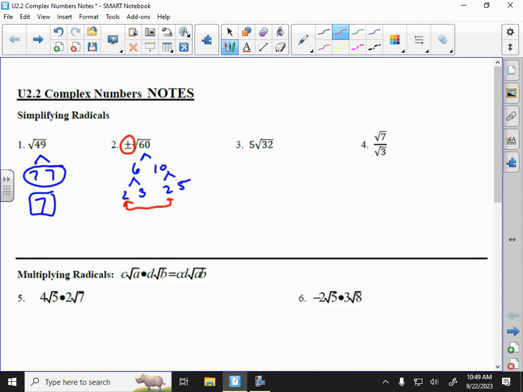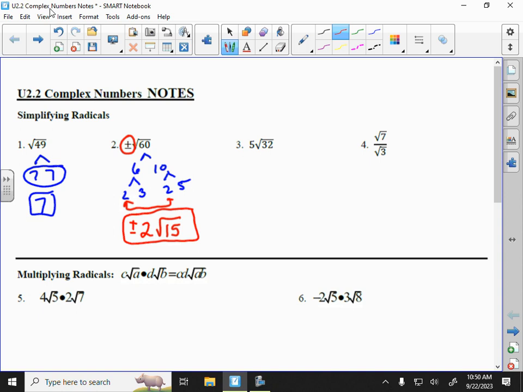Okay, and so the 2's on the outside, we're going to keep that plus or minus in front. So it's plus or minus 2, and then radical 3 times 5, so that's going to be 15. So plus or minus 2 radical 15. So we want to put that plus or minus in front of the 2, not in between the 2 and the radical.